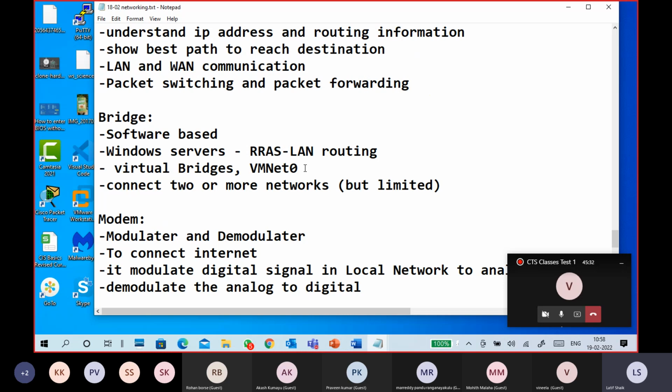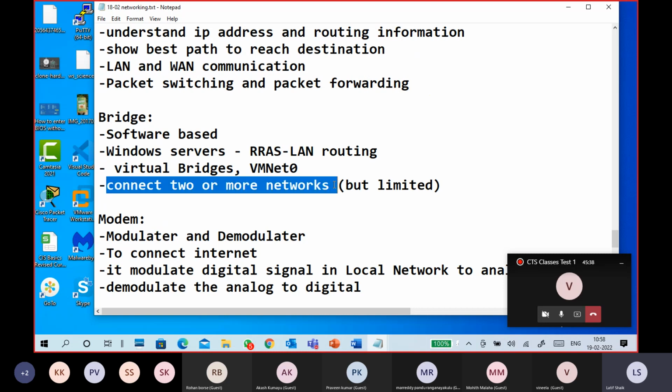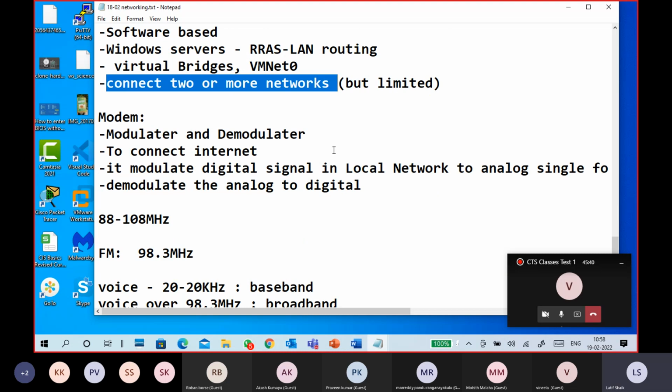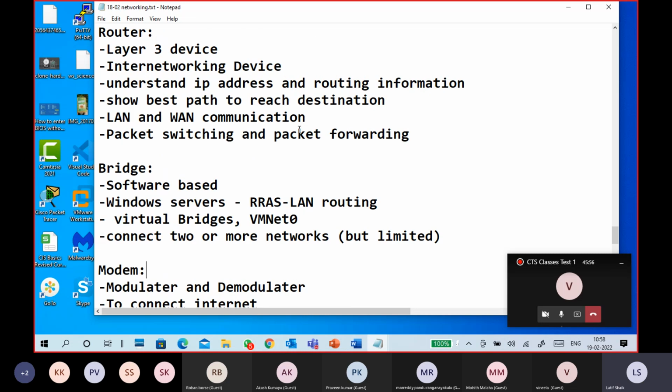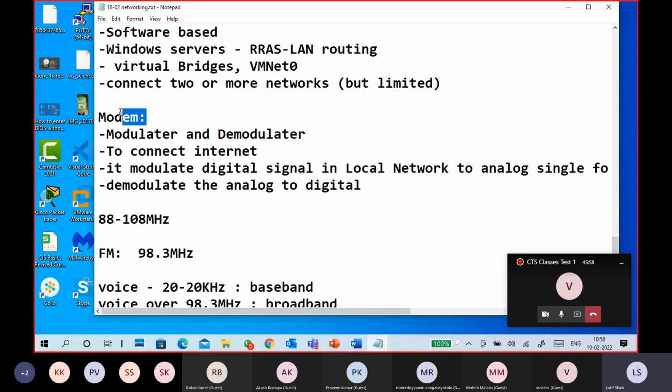I didn't write that one, but here it is. Bridging between one NIC to another NIC, connected to two or more networks. But it is limited. We also use it for connecting two or more different networks, but only two, three, four. It's very difficult even for four. Very limited. A switch has more ports, and a router can connect multiple things.